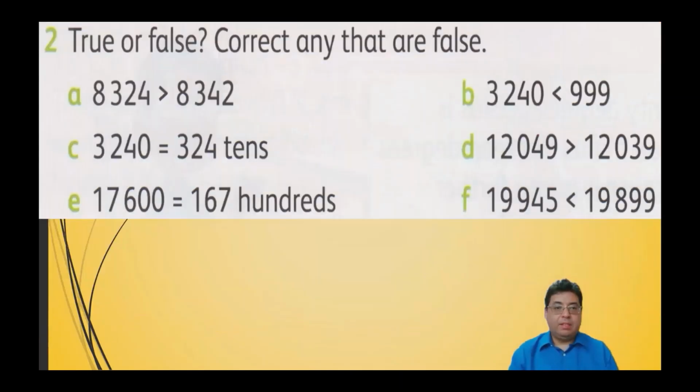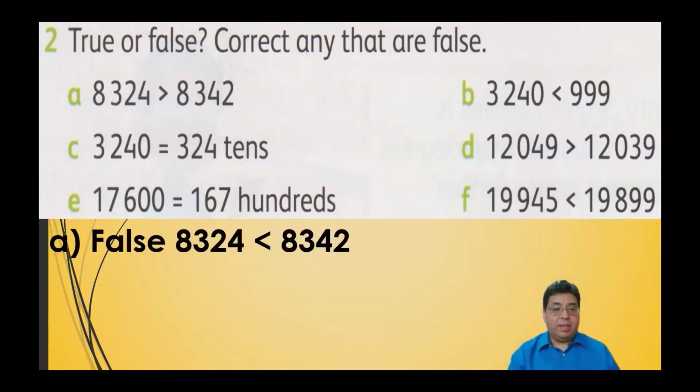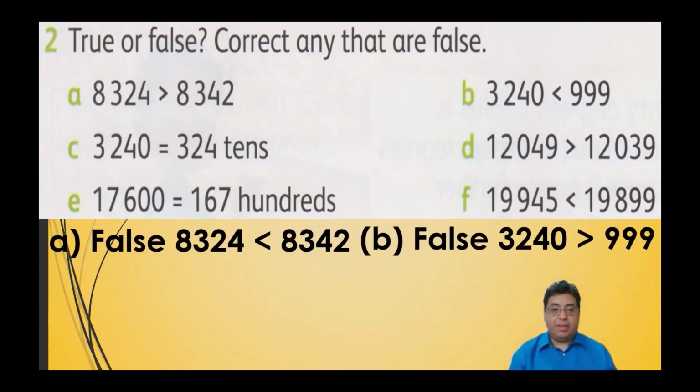Okay. So for this part, I just want you to answer whether each statement is true or false. I put the answers below here. So for letter A, we know it's false, that 8,324 is less than 8,342. For letter B, we know that that is also false, that 3,240 is greater than 999.